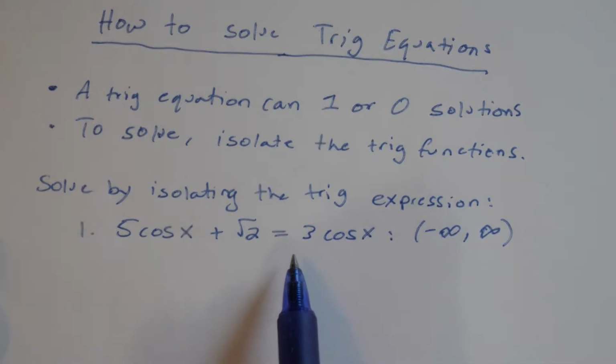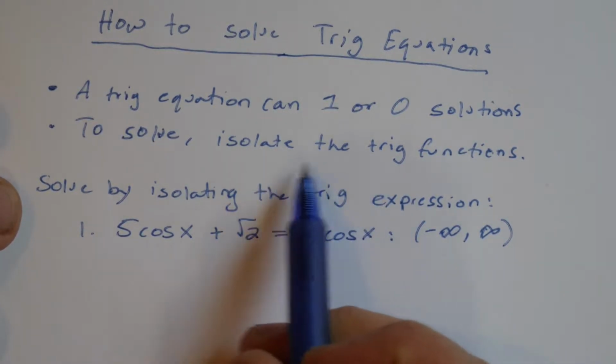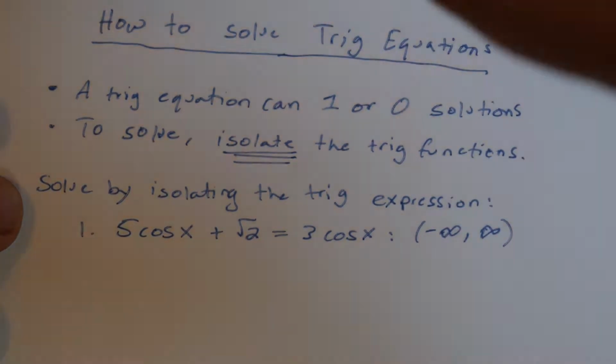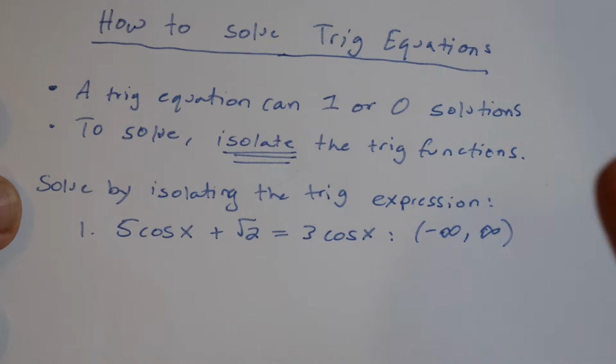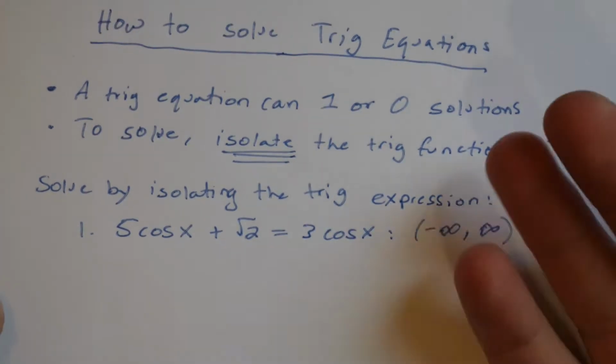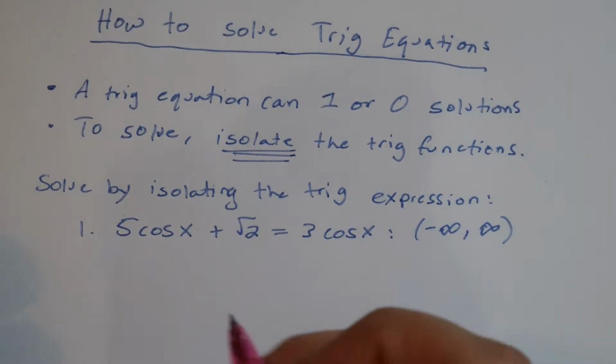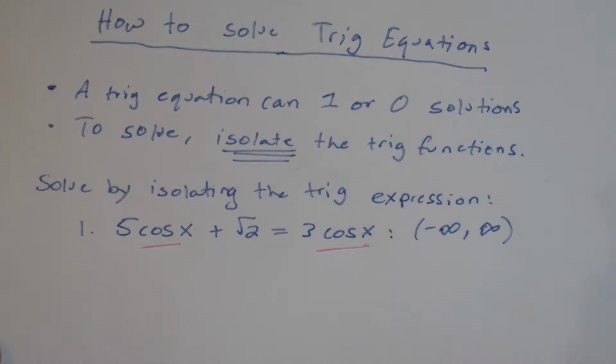We'll talk about this domain in a second, but the first thing that we're going to do here is, remember what I said a million times, isolate the trig functions, right? So what's the trig function? Remember trig functions: sine, cosine, tangent, cotangent, cosecant, secant. So where do we see a trig function? Right there and right there. So let's isolate them. How do we isolate them? What does isolation mean? It means solitary confinement, that kind of thing.